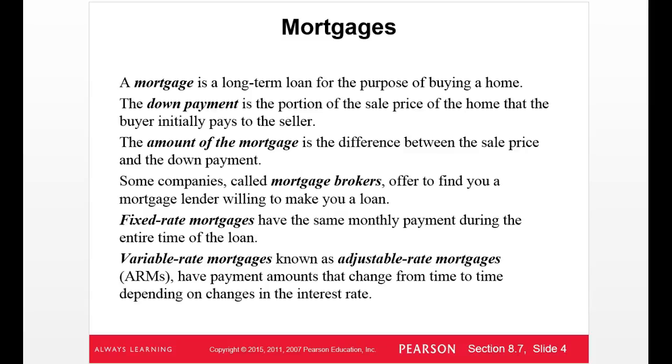All right, mortgage brokers, they offer to find you a mortgage lender willing to make you a loan, so they shop around for you. And then a fixed rate mortgage, the monthly payment is the same for all the years and decades even that you are paying for the house. And then variable rates and ARMs, or adjustable rate mortgages, those are the ones where the payments can change from time to time, usually upward as the life of the loan moves forward.